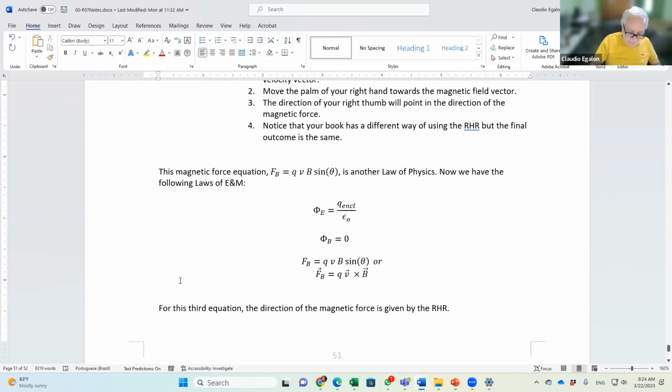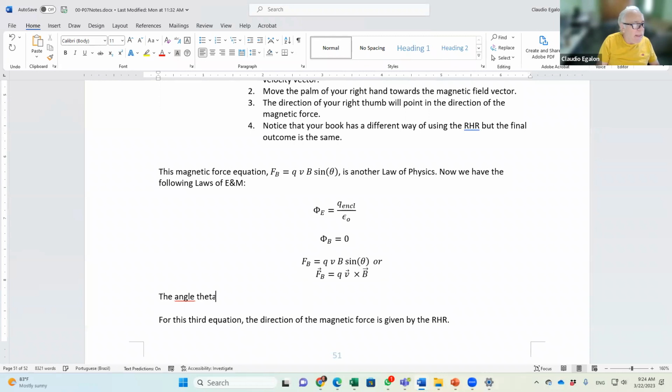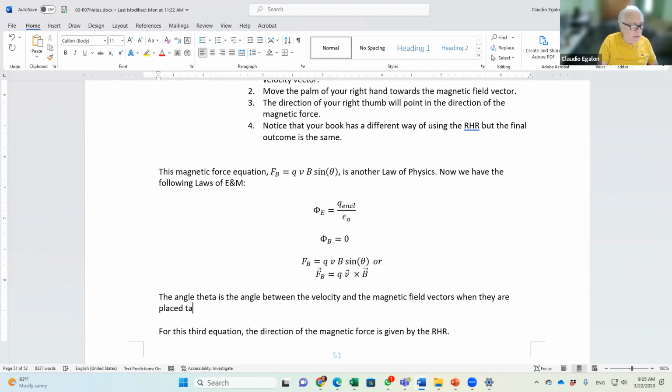The angle theta is the angle between the velocity vector and the magnetic field vector, when they are placed tail to tail.